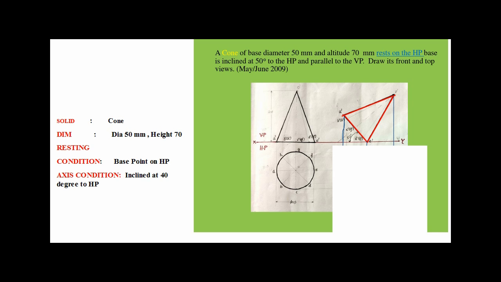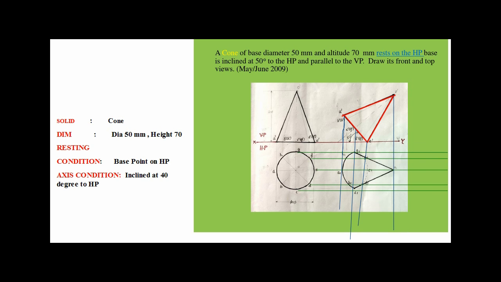Draw the vertical line from all the base points. Make sure that this vertical line is perpendicular to the reference line. Similarly, draw the horizontal line from the first stage top view. All these horizontal lines should be parallel to the reference line. So now draw the horizontal line from the point D, then from point C. Now find out the intersection point.